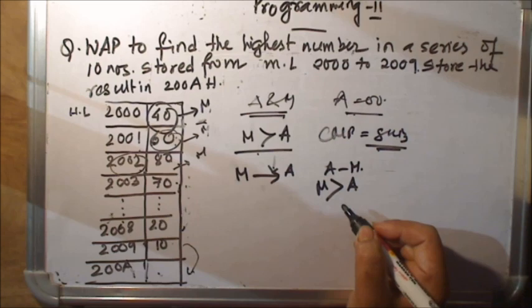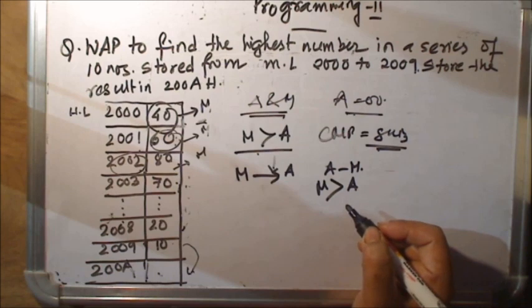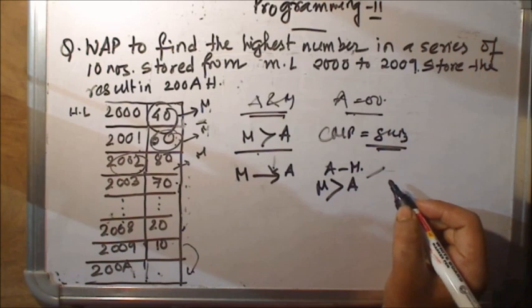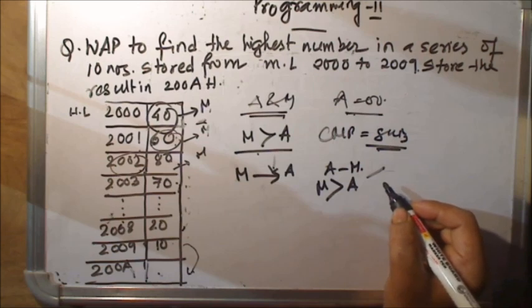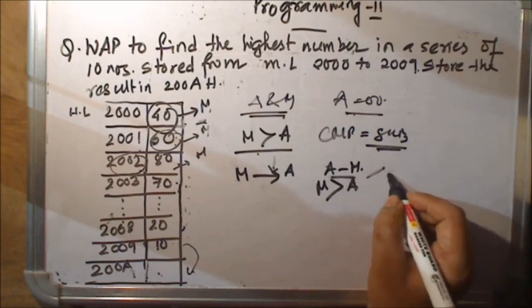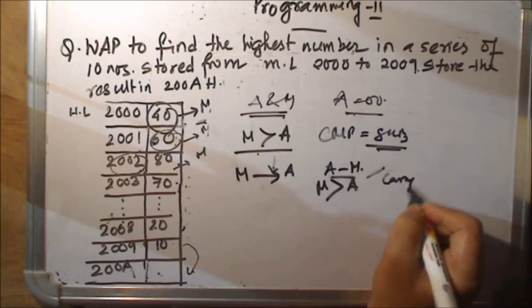So again, the carry means borrow, right? The carry in subtraction. We are not telling carry, we are telling borrow. So it affects the carry flag just like a carry, right? So again we will do A minus M. If there is carry, that means A was smaller. So a carry will be generated, right?